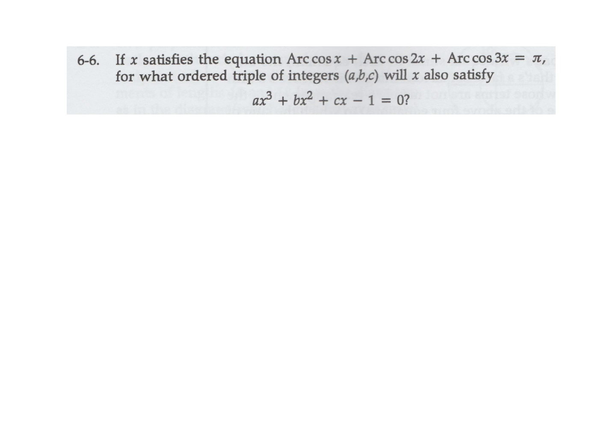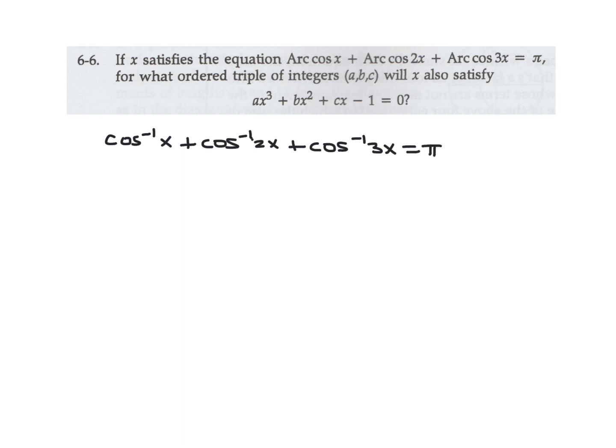If x satisfies the equation arccos x plus arccos 2x plus arccos 3x is pi, for what ordered triple of integers a, b, c will x also satisfy a x cubed plus b x squared plus c x minus 1 is 0? Well, let's see here. Let's change this to -1, which is the equivalent. I like writing it that way better. So that makes it as follows.